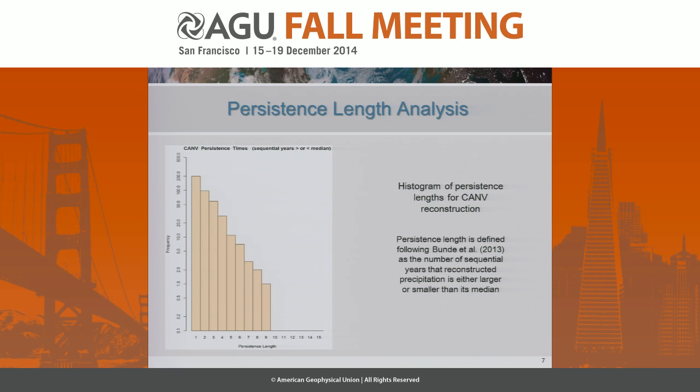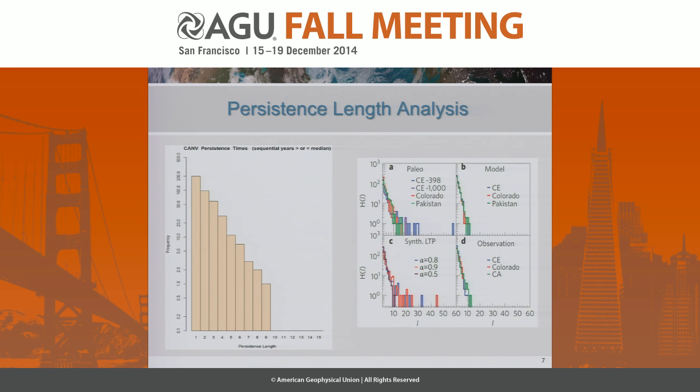And what it means is the number of years in a row where the variable of interest is either above or below the median sequentially. And you can see that here, that only happens, the longest period in this 450 or so year reconstruction, there's 9 years in a row where that happens. Now, what's of particular interest here, if you look on the left, in the upper left here, this is the main diagram from Bunde et al.